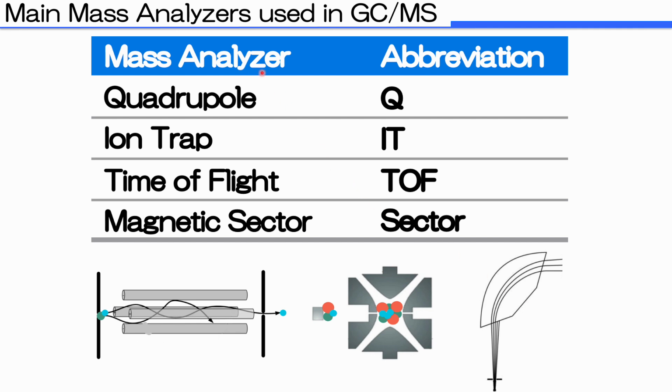Next slide is about mass analyzers. This table shows the main mass analyzers used in GCMS. Quadrupole, ion trap, time of flight, and magnetic sector are common types used in GCMS. Quadrupole MS is commonly used for atmospheric VOC measurement. So I will explain only quadrupole MS in this lecture.